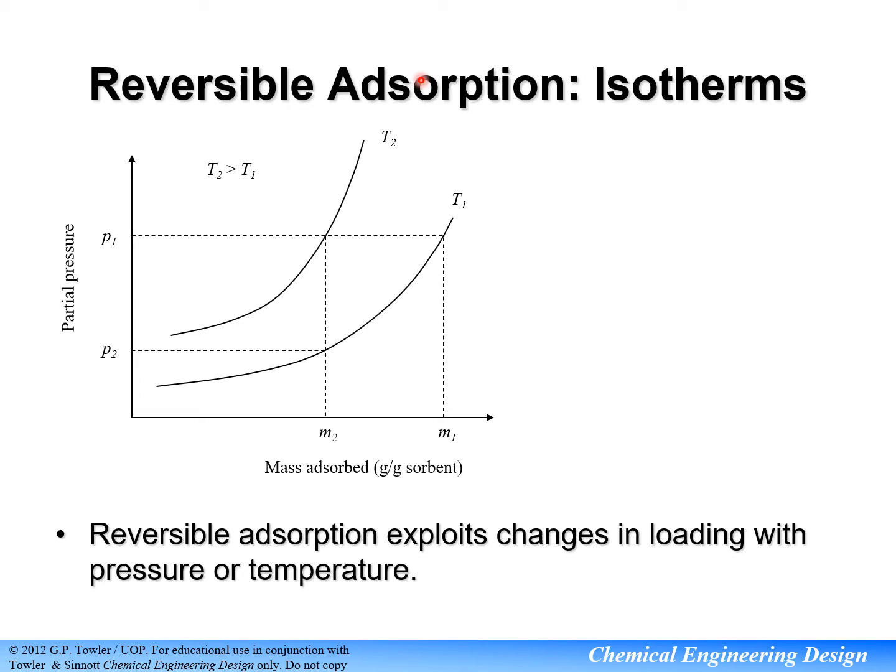Okay, this is reversible adsorption. This is the profile for reversible adsorption. Like irreversible just now, where we considered the concentrations of the gases versus the bed length, for reversible adsorption we consider the partial pressure with the mass adsorbed. Reversible adsorption exploits changes in loading with pressure or temperature. So here we can say that reversible adsorption depends on pressure or temperature.